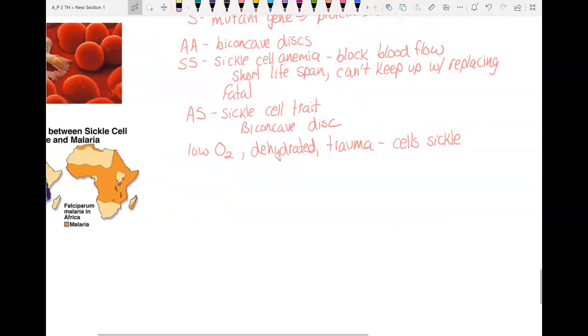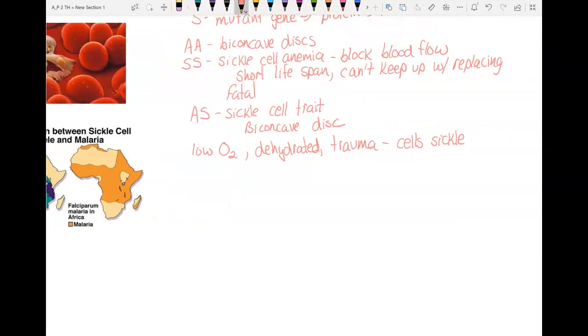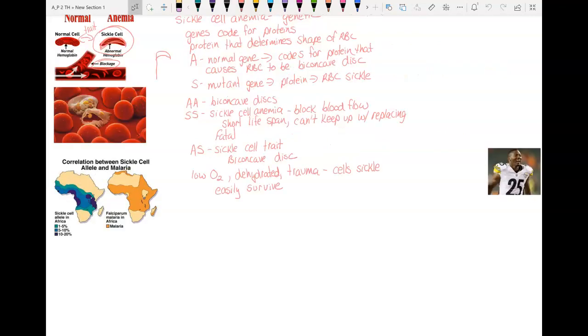As long as you have plenty of oxygen, you're not dehydrated, and you're not going through a trauma, your cells are going to be biconcave discs. A lot of people who have this can go most or all of their lives with never having their cells sickle. They'll just stay the biconcave disc. So you can easily survive having sickle cell trait.